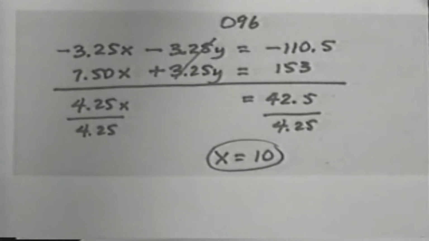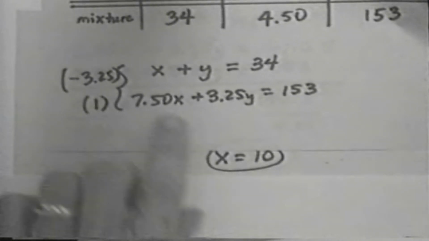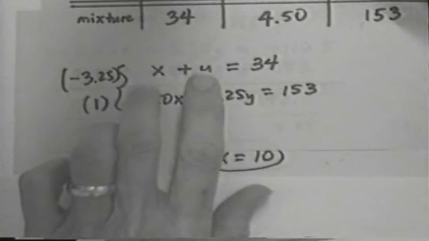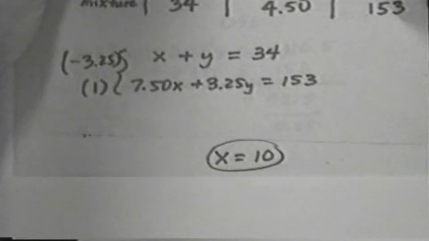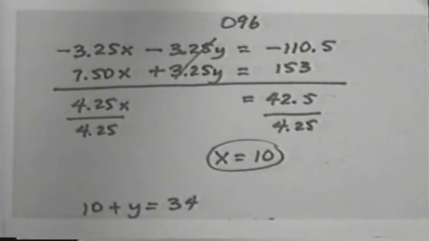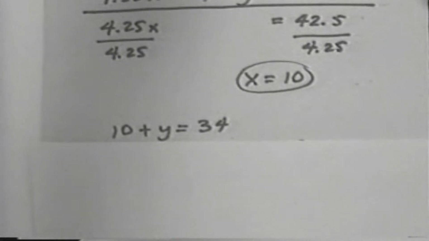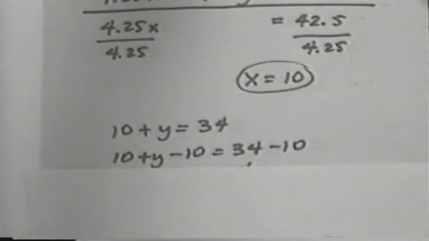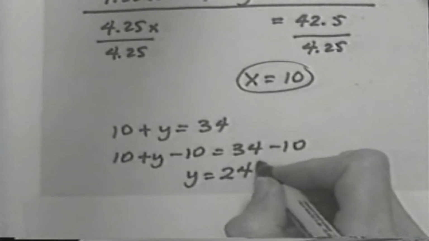We now must go back to one of the original equations in our system to get y. I'm going to choose the first equation because the numbers are easier: x plus y equals 34. Fill in 10 for x, and so we get 10 plus y equals 34. All we must do is remove the 10 from the left-hand side. We do so by subtracting 10, so we get 10 plus y, subtract 10, equals 34, subtract 10, and that gives y equals 24.